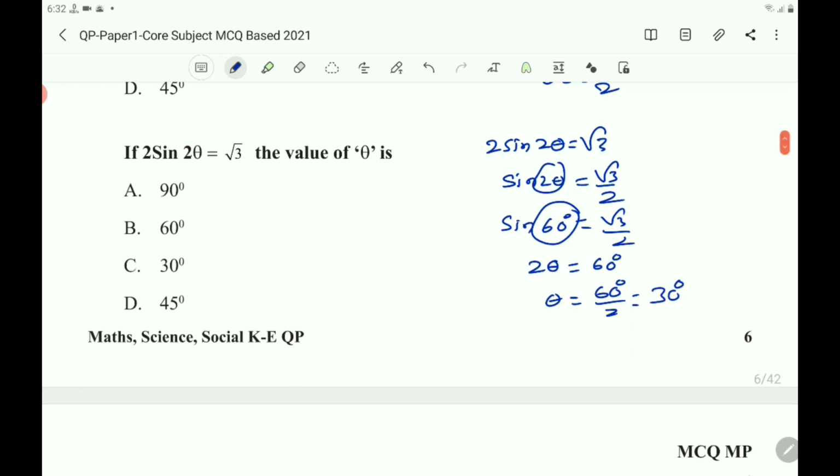You must know that sin 60 degree equals root 3 by 2. Otherwise you can't get the answer. So you must know the values of all the trigonometric ratios from 0 degree to 90 degree. Children, go perfect all these and try to get the answer easily. So the option is C. 30 degree is the answer.